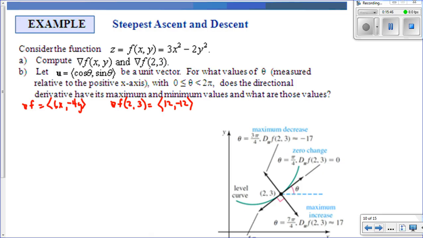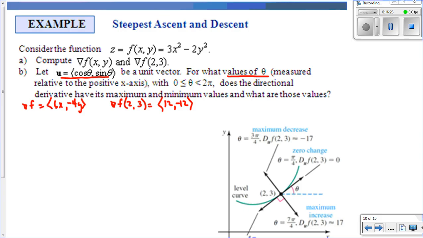So now I want to find a unit vector. I'm going to assume that it's given as cosine theta, sine theta, because what I want to find is the value for theta. So that's the angle measured from the positive x-axis. I want to find what the angle is that would give us the direction where the directional derivative will have the maximum and minimum values. So the gradient is 12, negative 12.